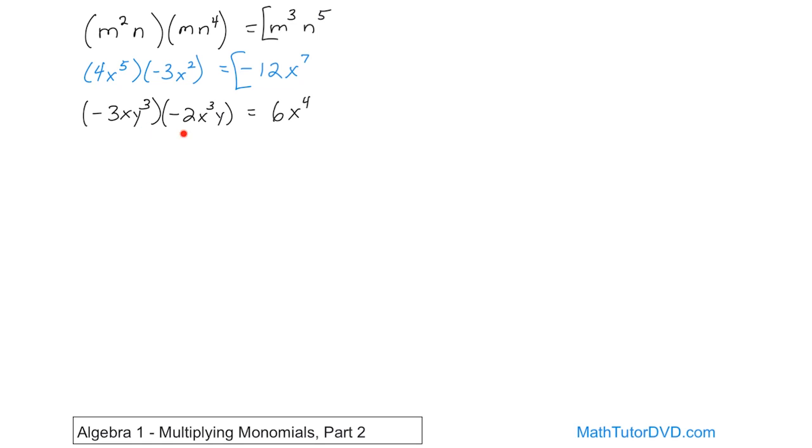And then you have y cubed times y. So you can add those together. 3 plus 1 is 4, so y to the fourth power. So it's 6x to the fourth, y to the fourth. And that's the final answer.